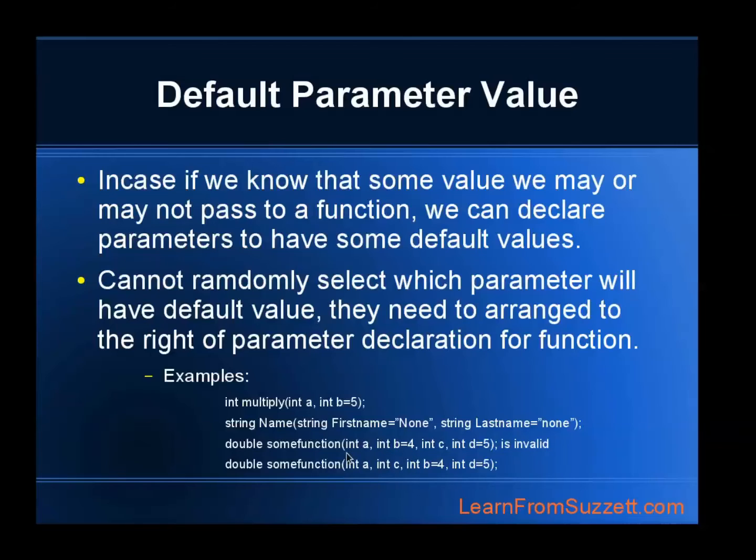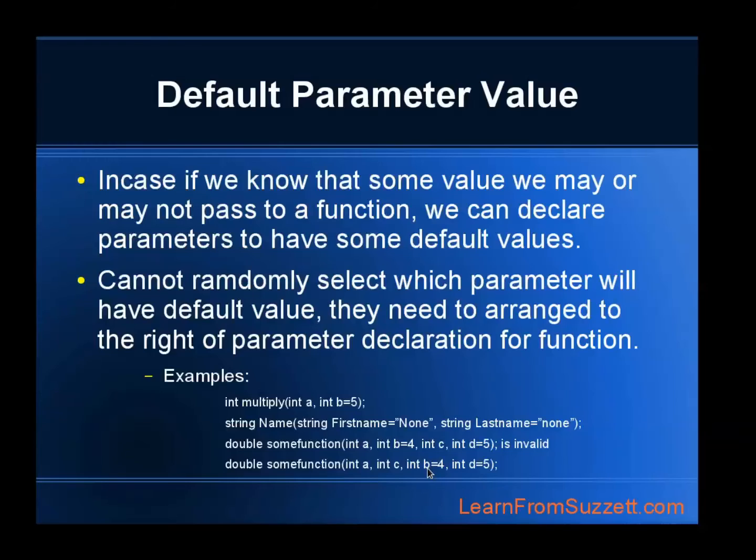I'm not sure if you are getting what I'm trying to say here, but these two examples might shine a little more light on it. Here I have declared b equals 4. I've declared that the value of b is going to be 4 as default, and then I have said that c needs to have a value.